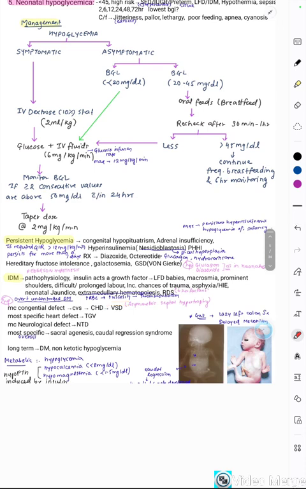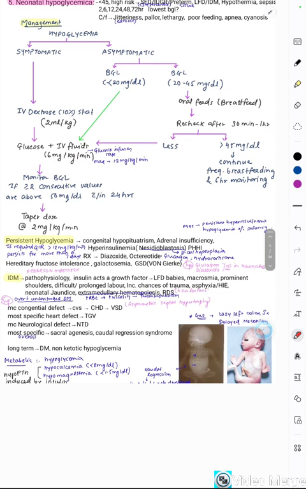Then, the most common congenital anomalies are related to the cardiovascular system, more than the CNS. The most common in the cardiovascular system is the ventricular septal defect, while the most common in the nervous system is going to be the neural tube defect, that is spina bifida. The most specific in the cardiovascular system is transposition of the great arteries, while the most specific in the central nervous system is going to be sacral agenesis or caudal regression syndrome. So these are the common and the specific congenital defects seen in overt diabetes mellitus.